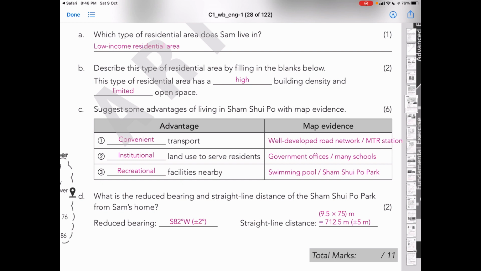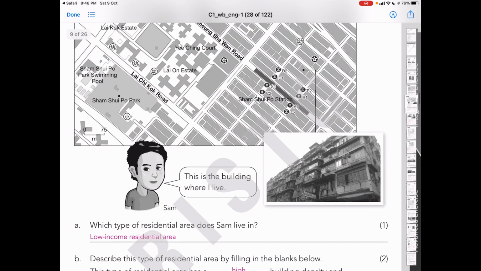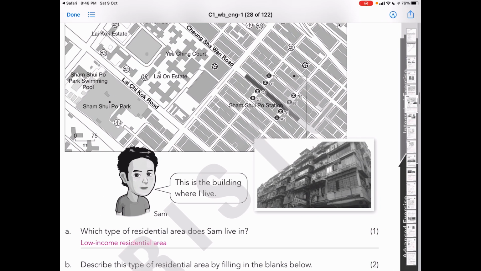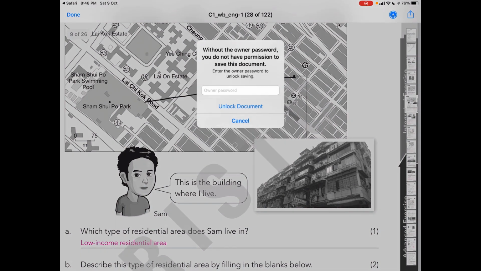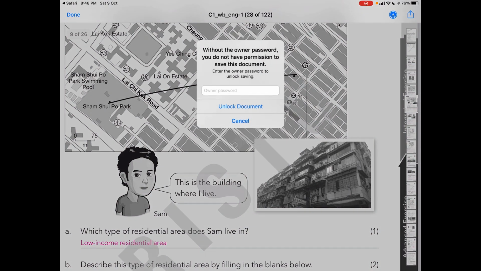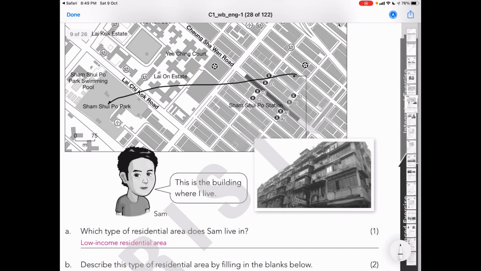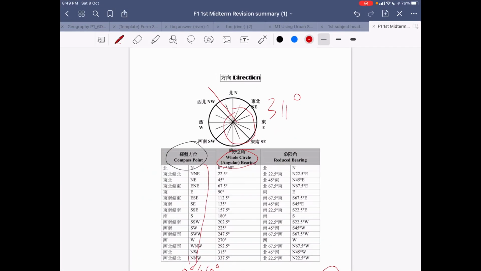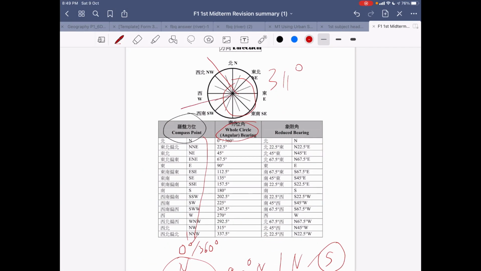And also, what is the reduced bearing from Central Park to Sam's home? Where's Sam's home? Right here. And then you are going like this. So accordingly, going like this, I think it should be south, isn't it? According to this direction it is south, and then it should be south bending to west, isn't it?